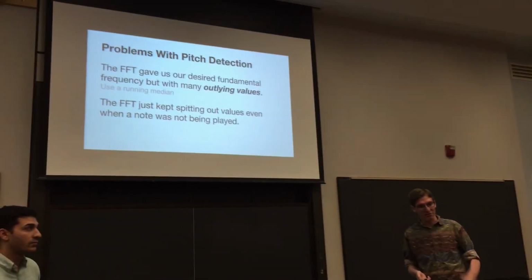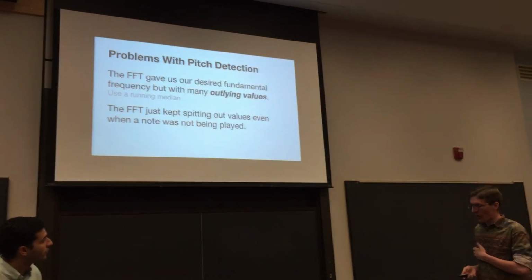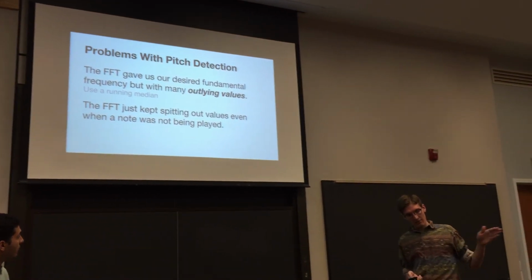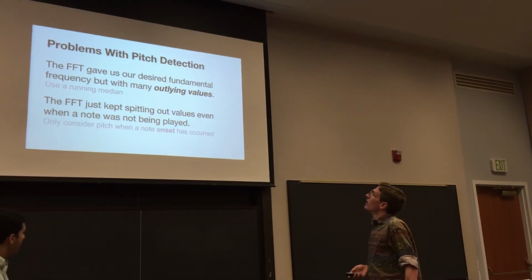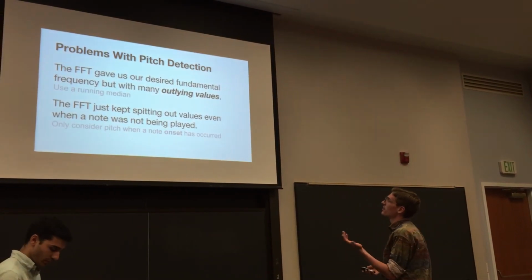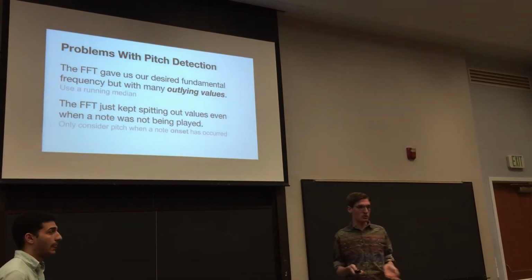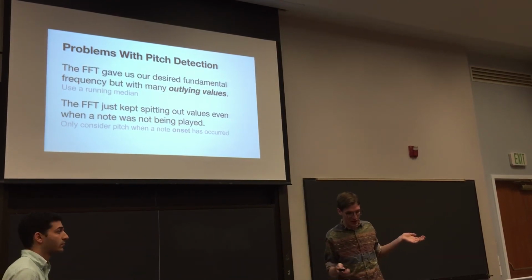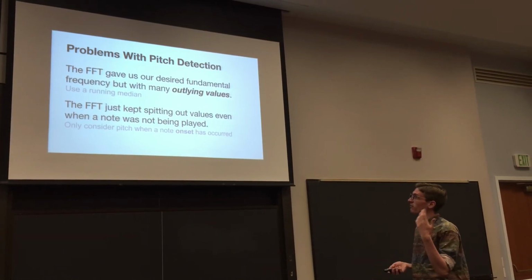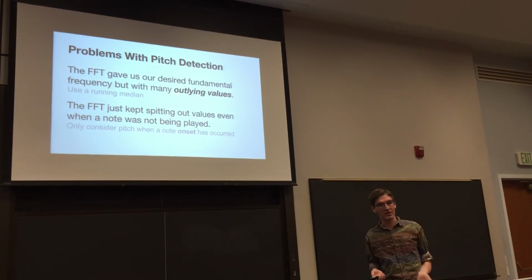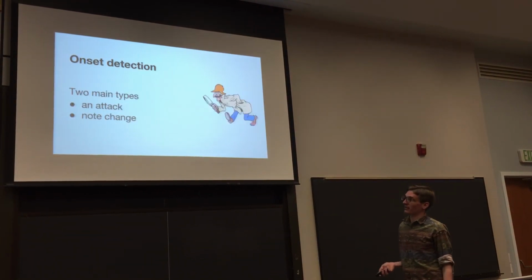So you just run a buffer and just take a median, and so that will ignore a lot of the outliers while still maintaining a lot of accuracy in your measurement. And another problem is that the FFT is actually spitting out values even when it's silent. So you get white noise, which has theoretically infinite frequencies, so you get a bunch of jumping around messiness. So the way that we fix that is by only considering frequencies when a note onset has been detected, which brings me to how we detected onsets.